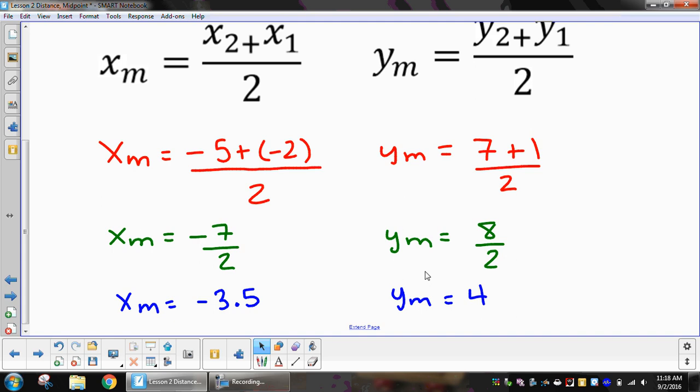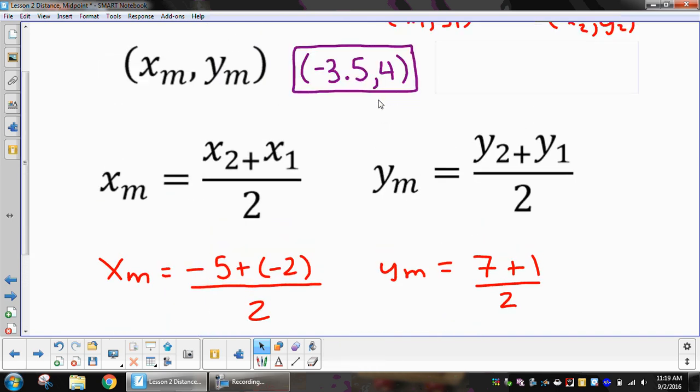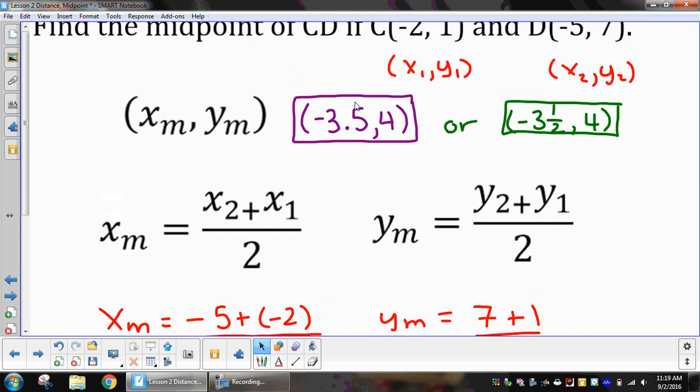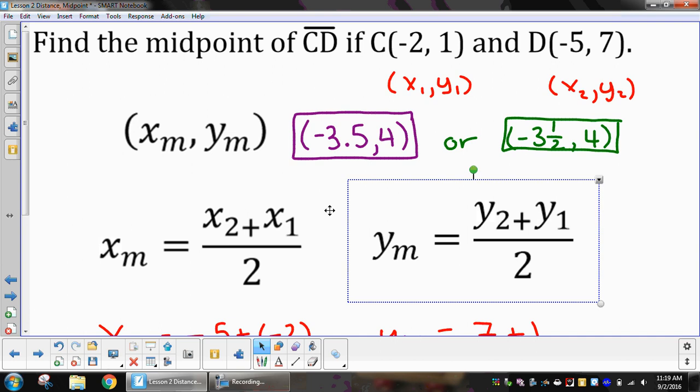So remember, I'm not done. This is a lot of good work, but we've got to plug back in and say that our midpoint is at negative 3.5, 4. So again, this midpoint, this coordinate will be on the segment CD, and it will be right in the middle of C and D. So if you wanted to, you could graph that segment and graph the midpoint and check that that's true.